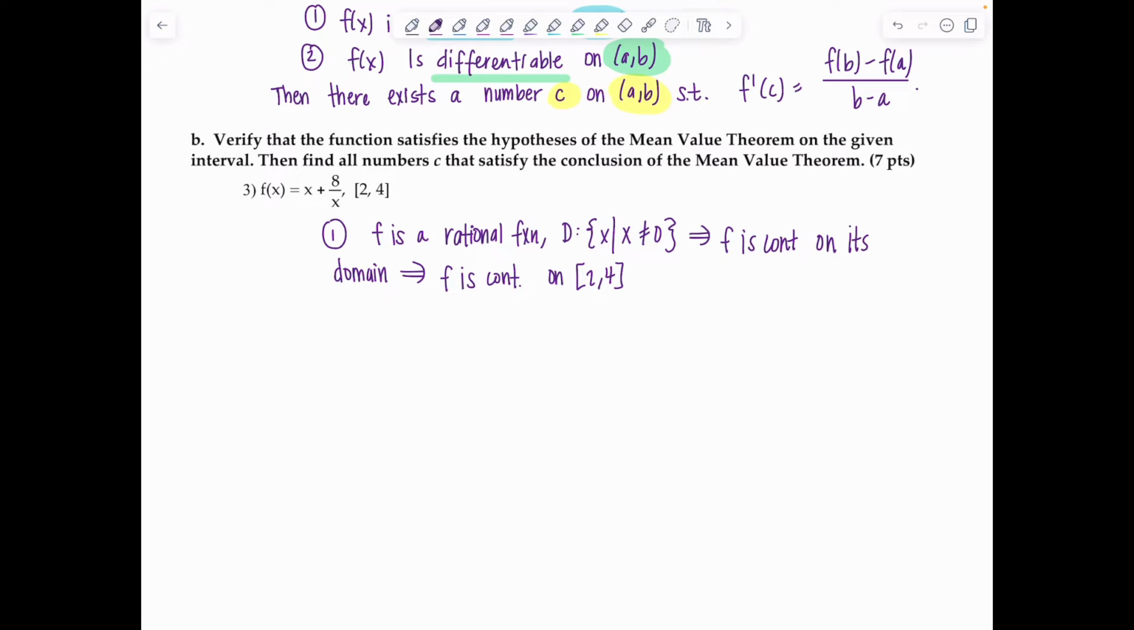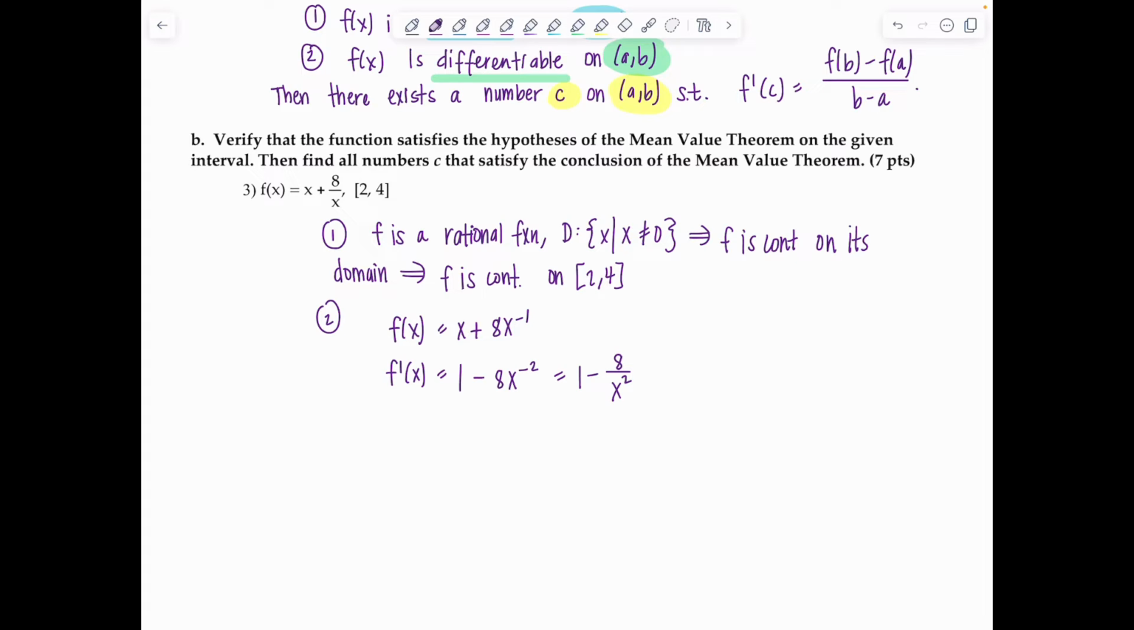Next condition: is f differentiable on the open interval from 2 to 4? In order to check that, I first need to compute the derivative. Remember, f of x is x plus, I'm going to write this as 8x to the negative first. So f prime of x would be 1 minus 8x to the negative second. If you want to rewrite it, it's 1 minus 8 over x squared.